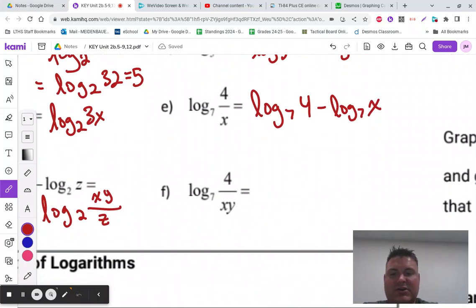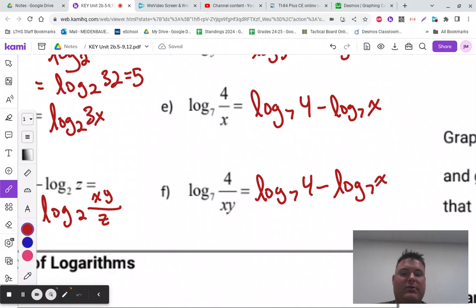This is one that most people get tripped up on, so let's go ahead and do it. Log base 7 of 4 minus log base 7 of x. Now people like to say, well, that y is multiplying the x. It sure is, but the y is still in the denominator, so they're going to subtract that one as well. So minus log base 7 of y. So please keep note that these are together both in the denominator.